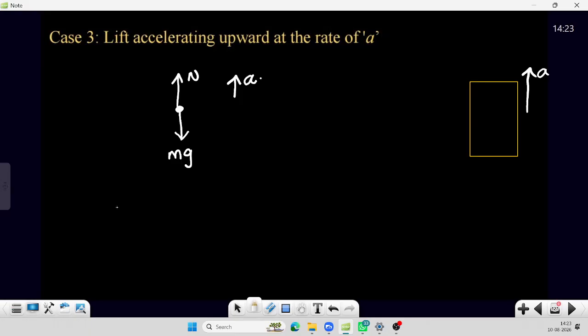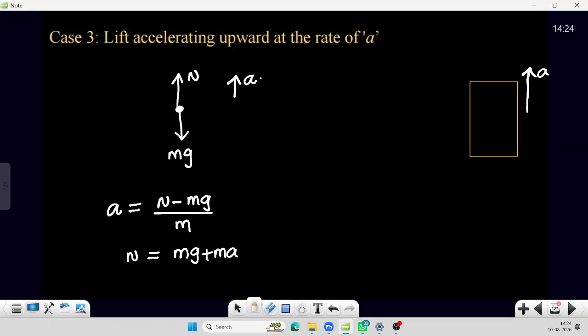Right. So in this case, I will write this acceleration. So that is N. In this case, acceleration is N minus mg by m. So from this, how much is this N value? Yes, that is mg plus ma. So this is the normal reaction.